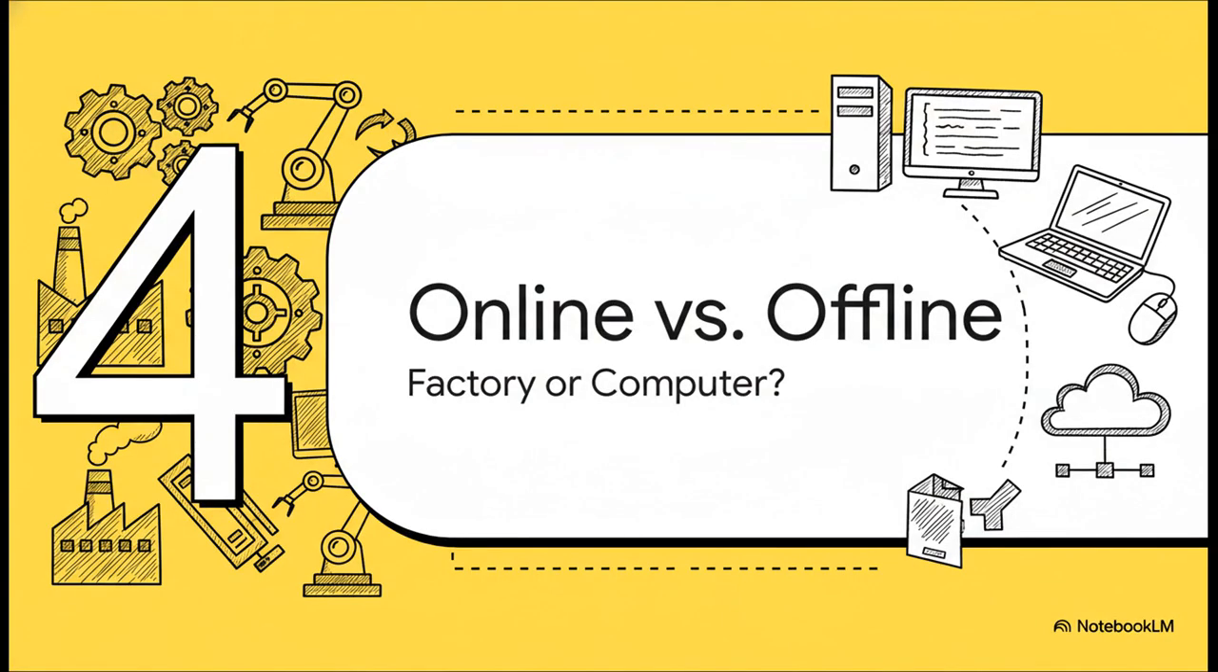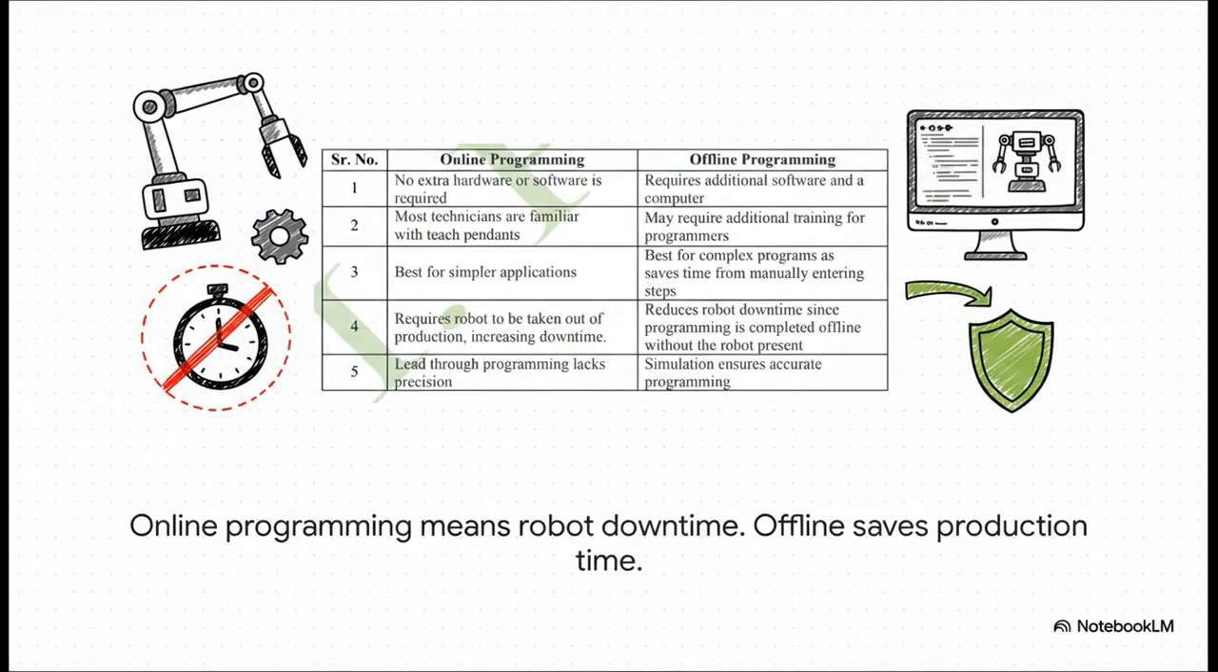Okay, next up is a really practical question, something that factory managers have to deal with all the time. Where does the programming actually happen? Do you do it right there on the production line, or can you do it somewhere else? This is the whole debate between online and offline programming. And you can see the trade-offs pretty clearly here.